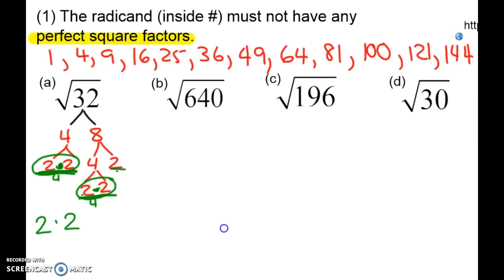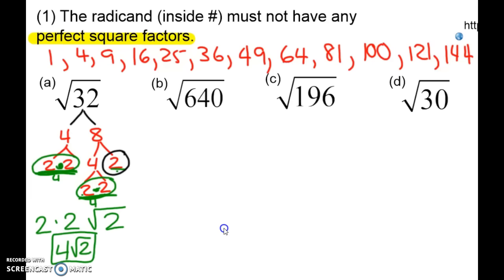Now this 2 right here that I'll circle in black didn't have any partners. Nothing that it could be a perfect square with. And so that's going to be left inside the radical. And so we call that square root of 2. My final answer here is, again, 4 root 2 like we've had before.